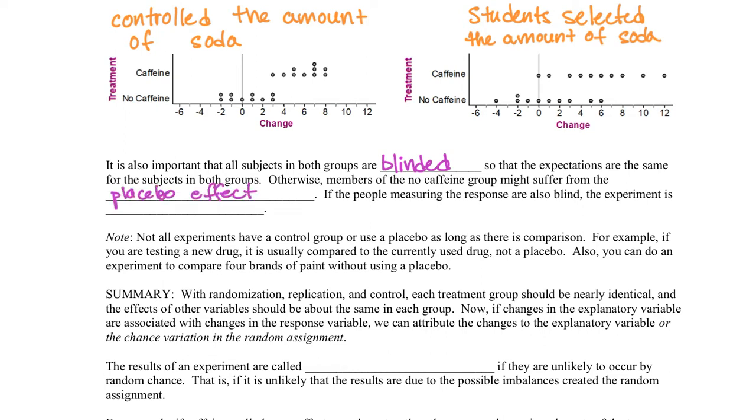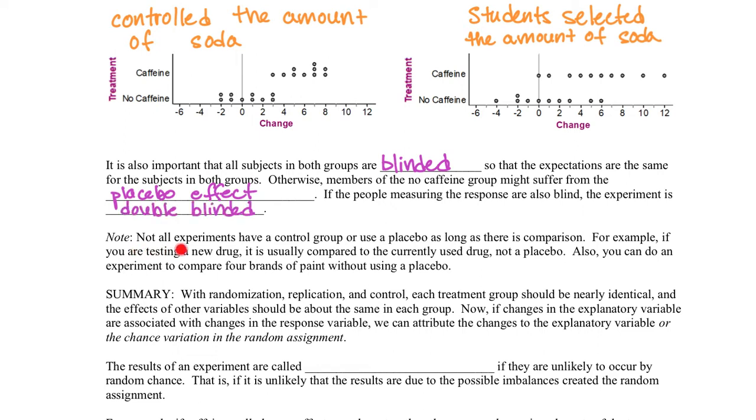And this happens when someone receives a treatment and they think they're actually getting the treatment and not the placebo, which is the fake treatment. And they improve anyways. This is a psychological phenomenon that happens, that people, when they think they're receiving a treatment, actually start to feel better, or their heart will increase when they think something is happening. And also, if the researchers or the people measuring the responses are also blind, in other words, the people giving the soda have no idea who's receiving which soda, then we call this a double-blinded experiment.